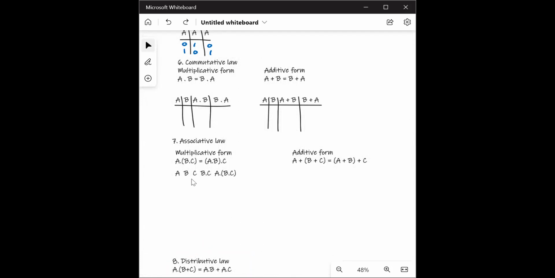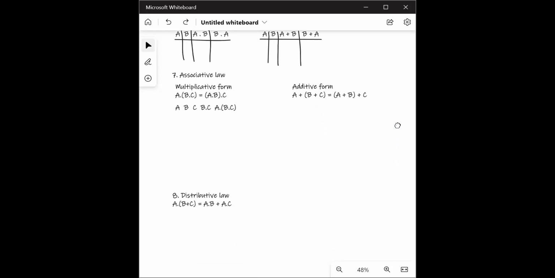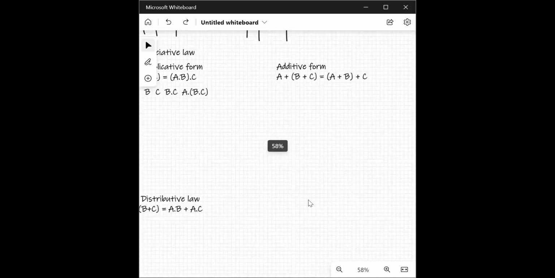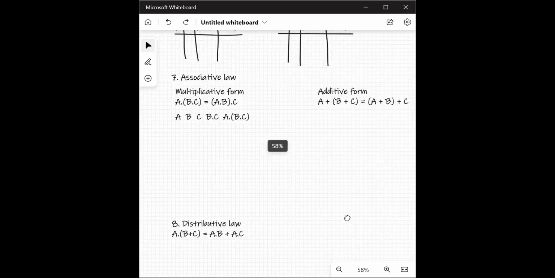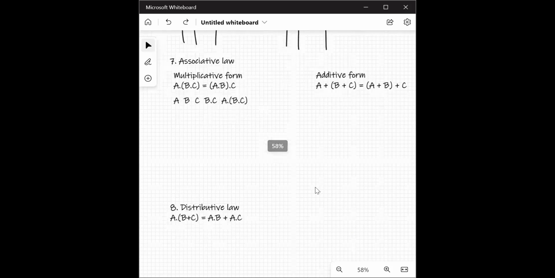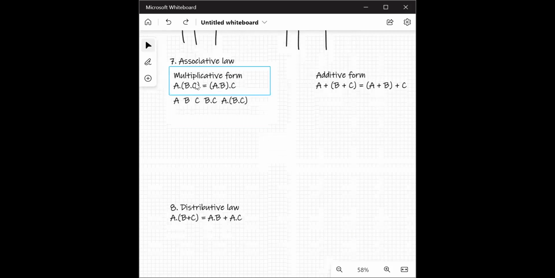And last time we stopped here, right? The associative law, isn't it, Kanta? Yes, so we stopped last time with the associative law. The first form, we discussed the multiplicative form. When you say A dot B dot C is equal to A dot B and then dot C.